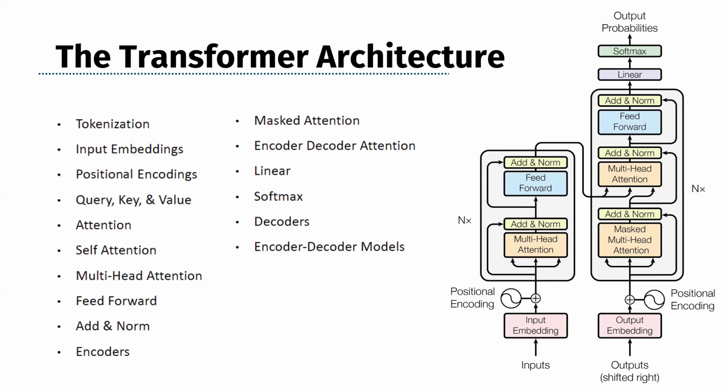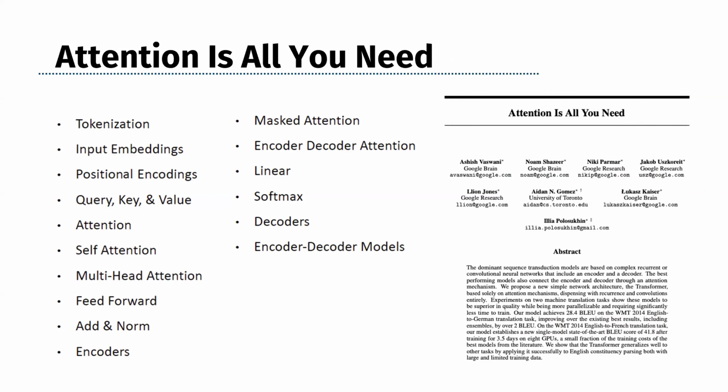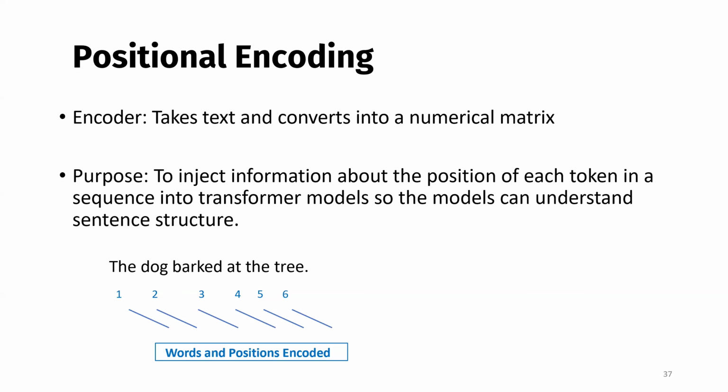We talked about this architecture earlier in the course, as well as this very important paper, "Attention Is All You Need." Well, we don't need to dive into all the technical details. It is important to focus on how positional encoding works alongside embeddings within the transformer. Let's start with the encoder. The encoder takes text and converts the text into a numerical matrix, which is the embedding vector. Then we introduce positional encoding to inject information about the positions of each word in a sequence.